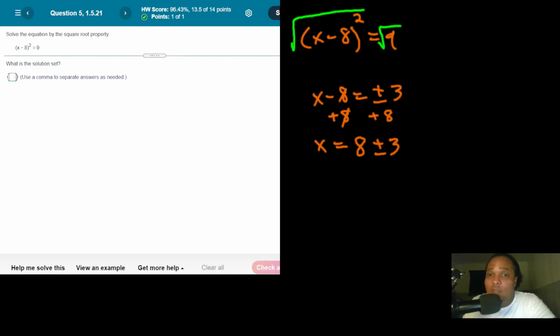Okay, so we have two different solutions here. We have x is equal to 8 plus 3, and we have x is equal to 8 minus 3. Remember, this is plus or minus, so you have two different combinations here. Okay, let's go ahead and solve this one. X is just equal to 11. And over here we have x is equal to 5. And guess what? We're done.